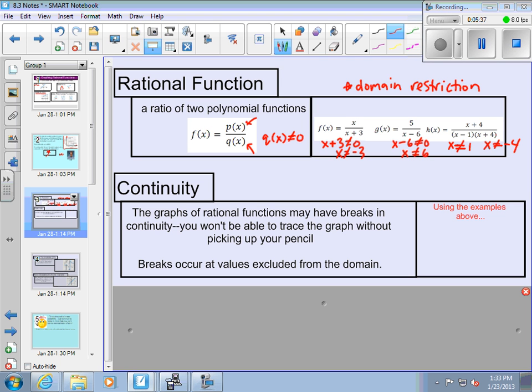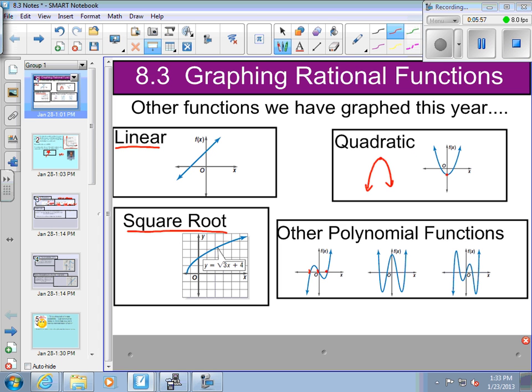Continuity or being continuous, that talks about graphs of rational functions that may have breaks in their continuity. Being not continuous means you can't trace the entire graph without picking up your pencil. The graphs we've looked at so far have all been continuous. Linear graphs are continuous. You can trace the whole thing without picking up your pencil. Quadratics, they're curved, but still you can trace the whole thing without ever picking up your pencil.